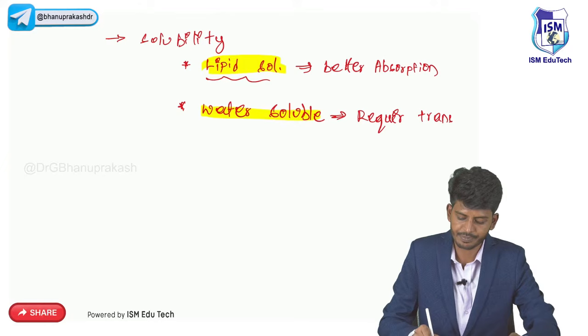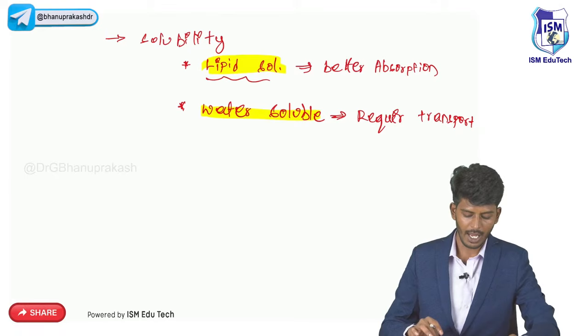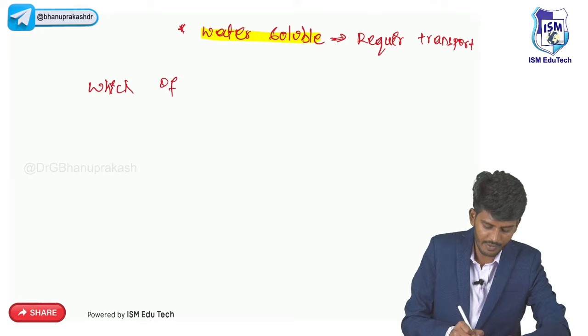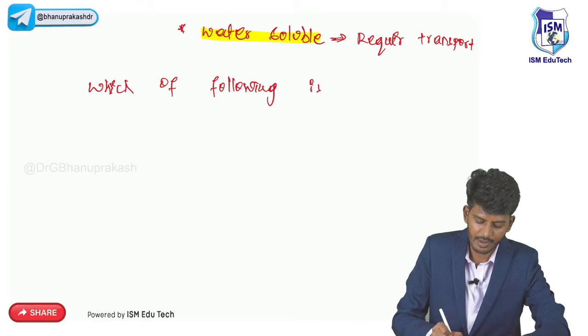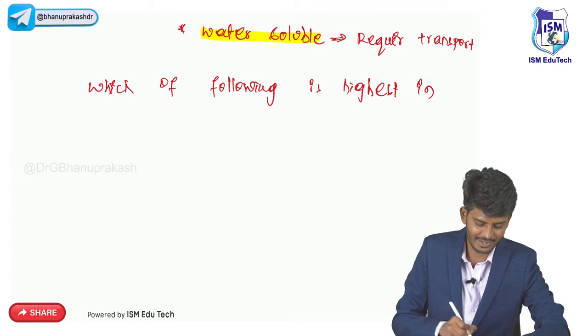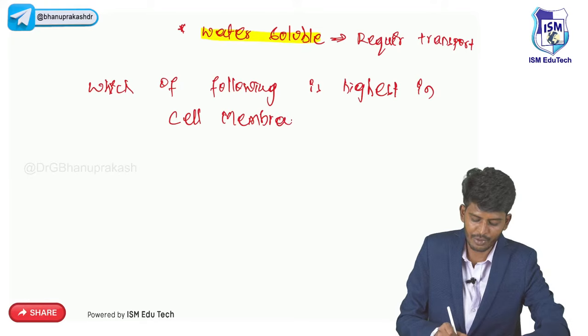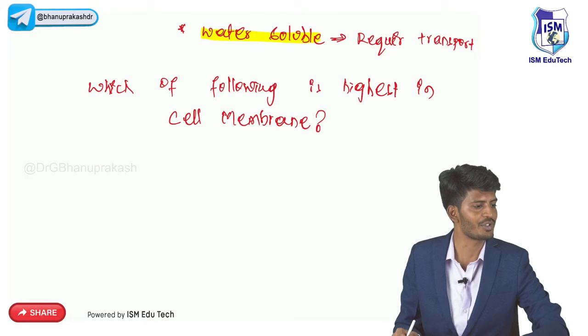Now, you people will answer this question. Let's see. Which of the following is highest in the cell? Now, you people should answer me this. Don't rush to the answer. I will give you the options. I have written the question. Some people will be rushing to the answer. Don't rush. I will give you four options.